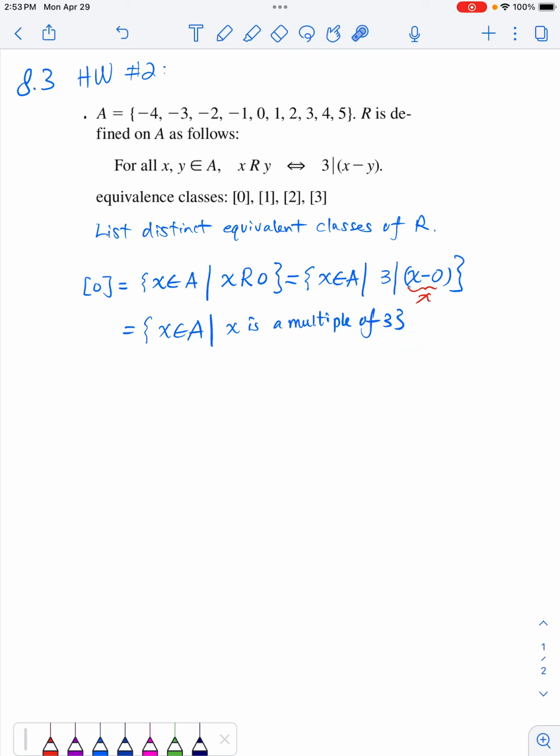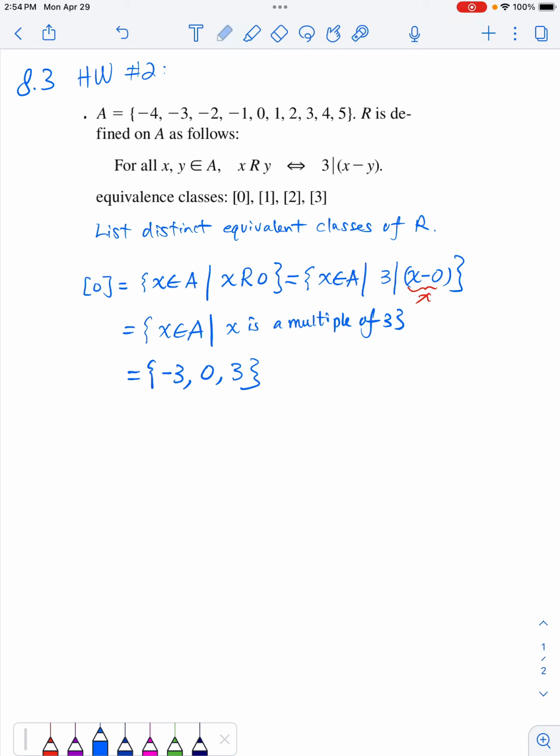So now, time for you to skim through the elements in set A. Just identify which number is divisible by 3. We can certainly quickly go through that. Not negative 4. Negative 3 is divisible by 3, the result is going to be negative 1. So negative 3 is one of those. 0 is divisible by 3 because 3 times 0 is equal to 0. And the next one is 3. So that's the class of 0. It has 3 elements.